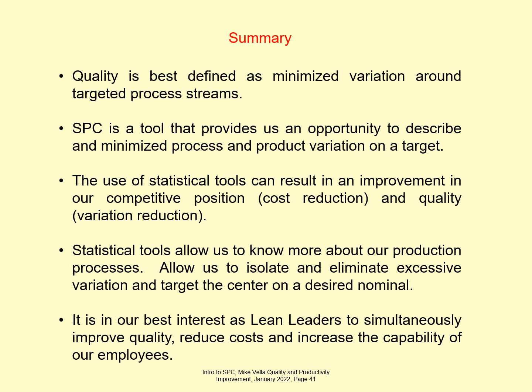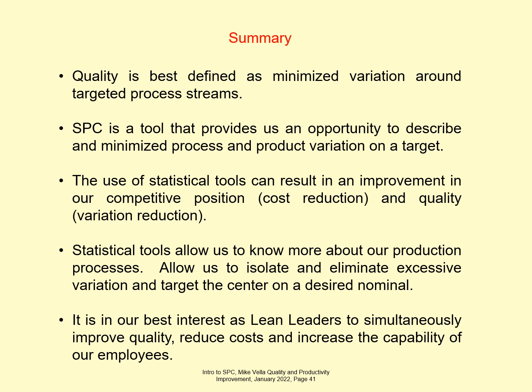Summary. So back to part 1, quality is best defined as minimized variation around targeted process streams. This is what we want to produce. This is what we want to consume as consumers. SPC, Statistical Process Control, is a tool that provides us that opportunity to describe the data that's coming out of those processes and plot it, use it for minimized process and product control on the target.